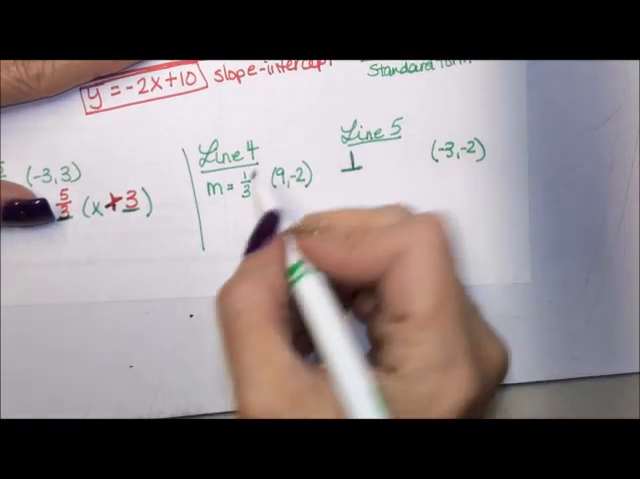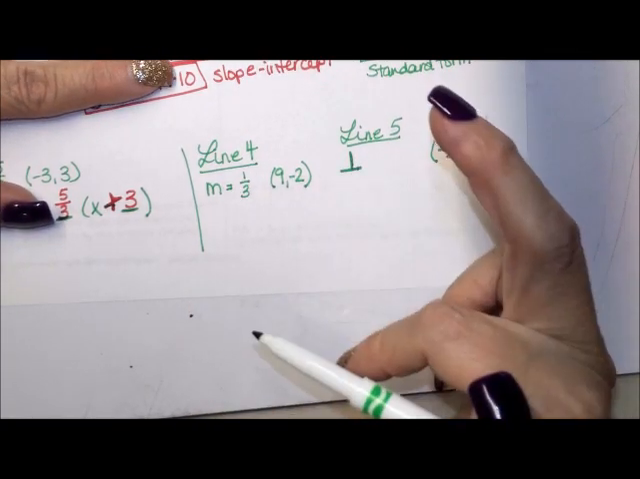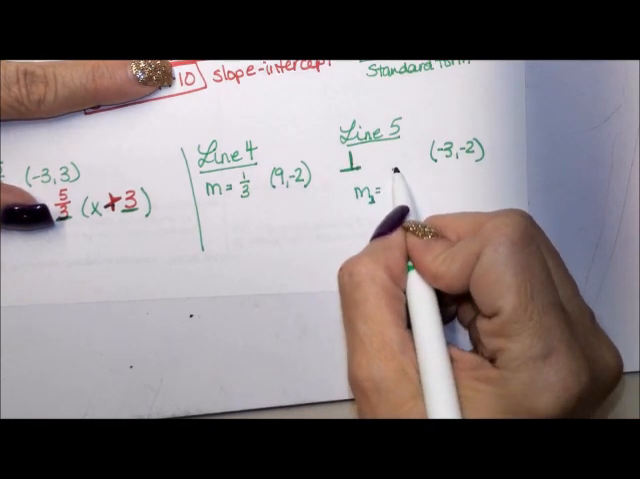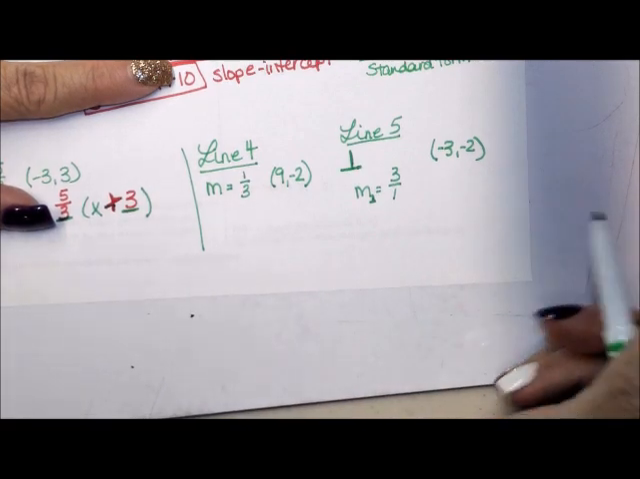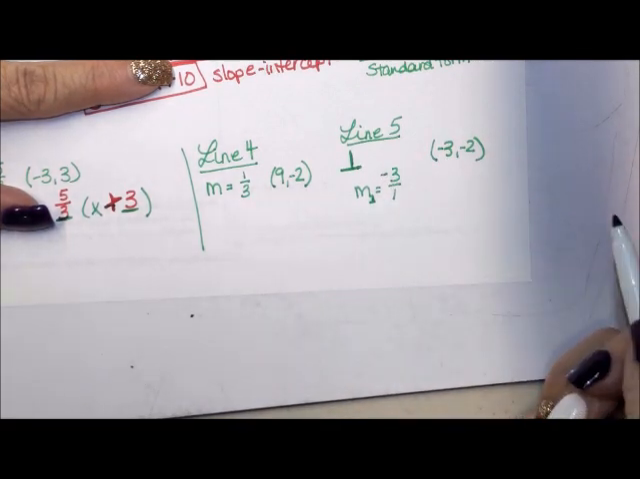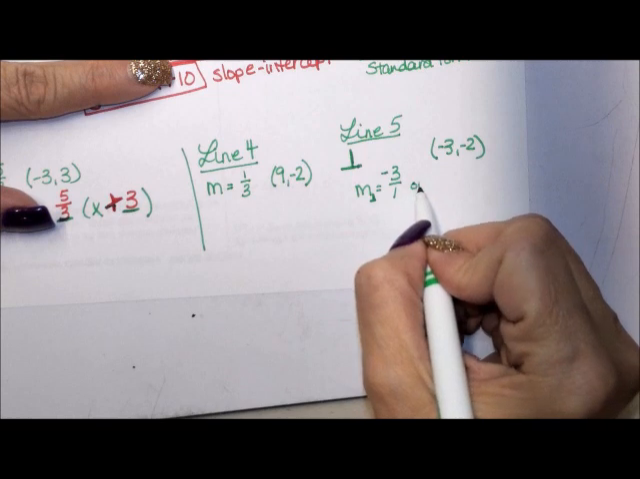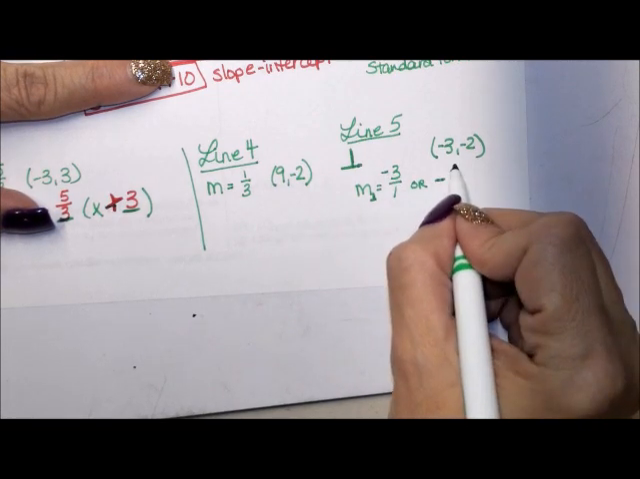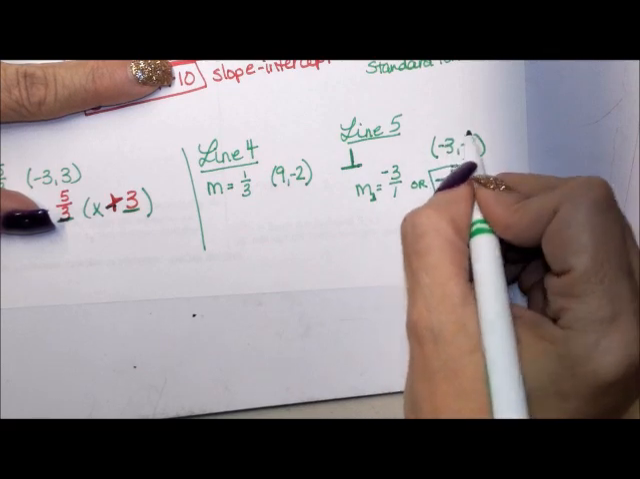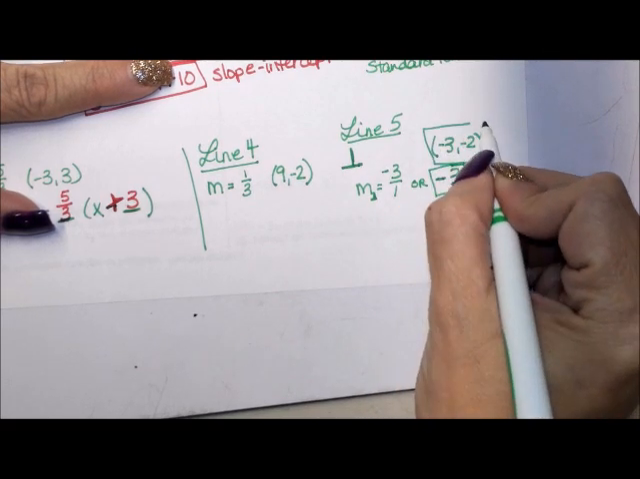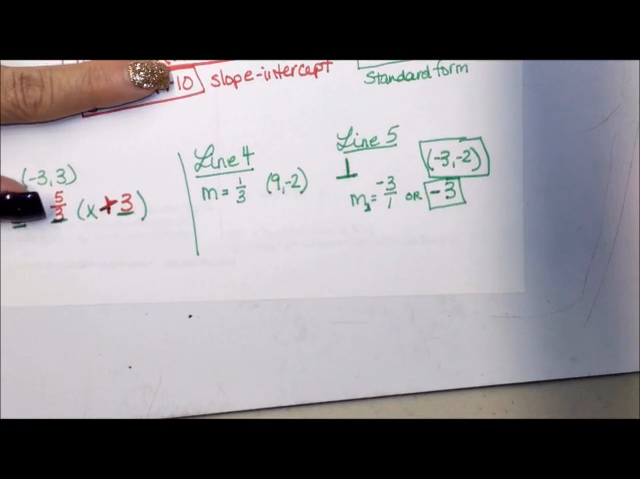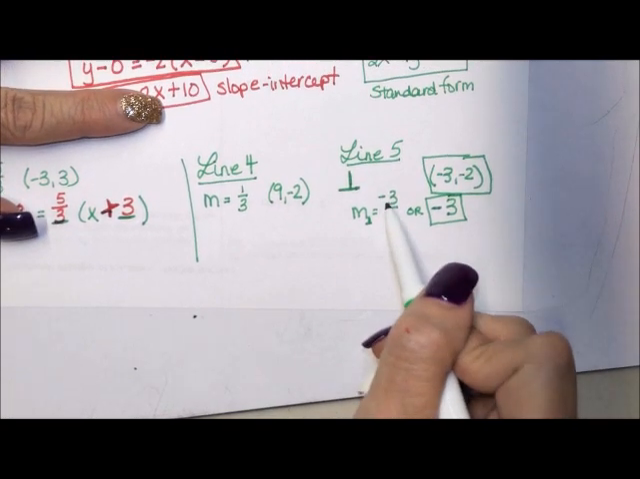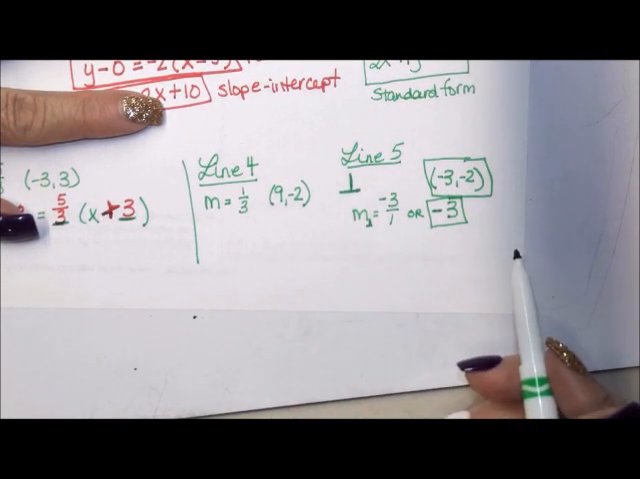So here's what I'm going to do. The slope of line 1 was 1 over 3. Flip it. So the slope of the perpendicular line, flip it, so that'll be 3 over 1, and change the sign. So negative 3 over 1, or just negative 3. So you've got a slope of negative 3 and the point negative 3, negative 2. All you got to do is write the equation of that line. Perpendicular, flip it, and change the sign. So that'll kind of help you out on those two.